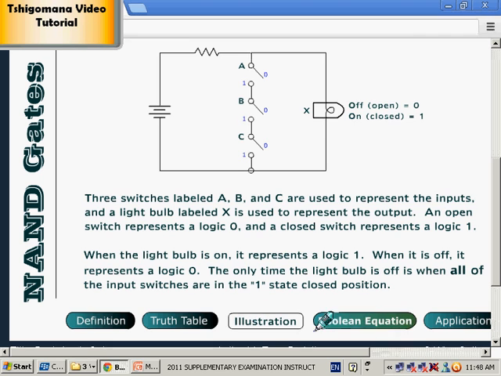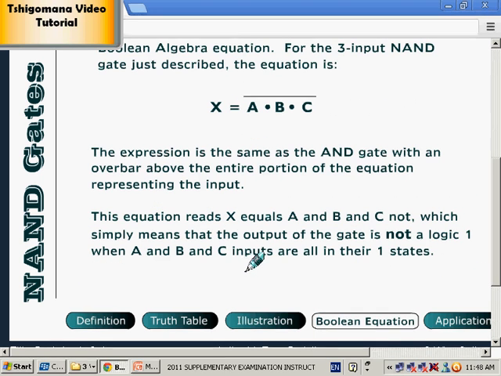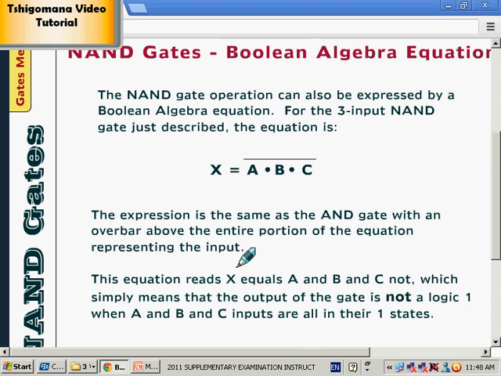Let us look at the Boolean equation. The NAND gate operation can also be expressed by a Boolean algebra equation, and for the 3-input NAND gate just described, the equation is as follows: X equals A and B and C, with an overbar. The expression is the same as the AND gate with an overbar above the entire portion of the equation representing the input.